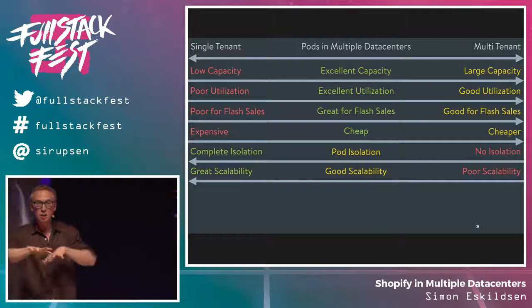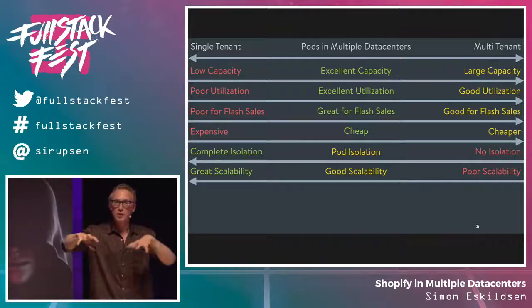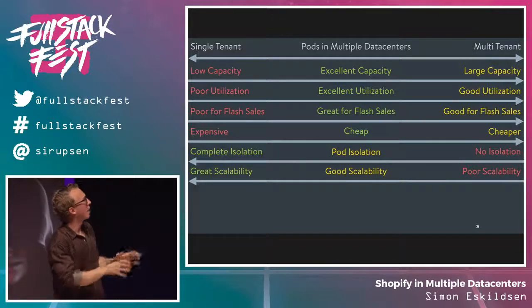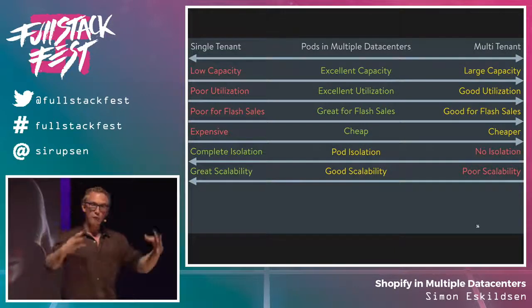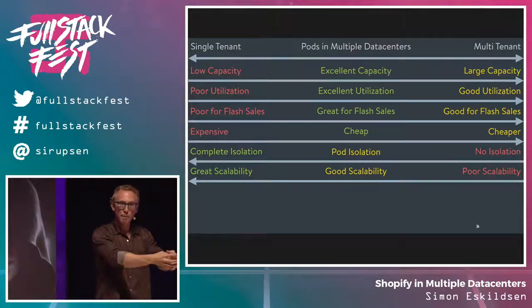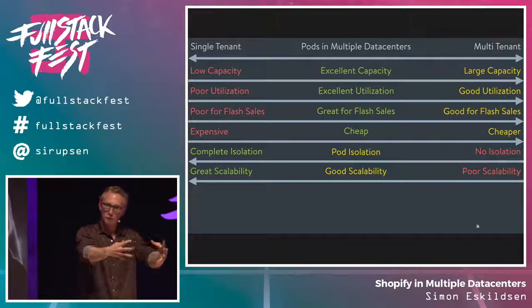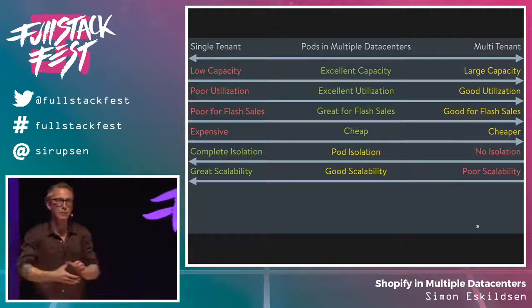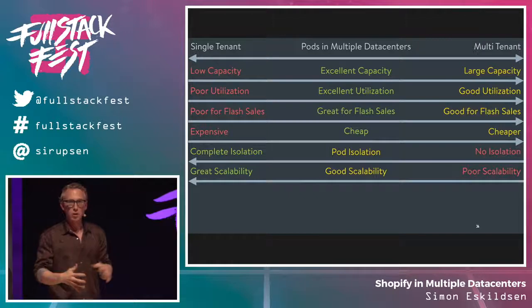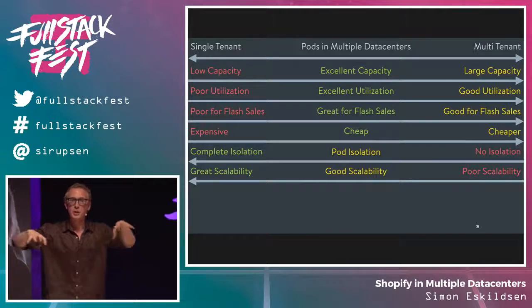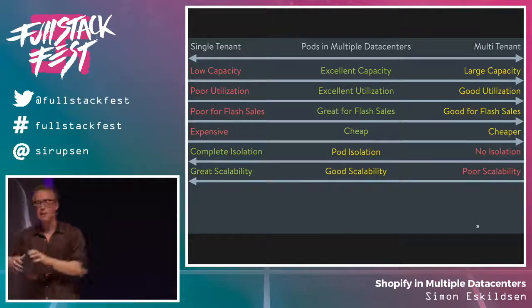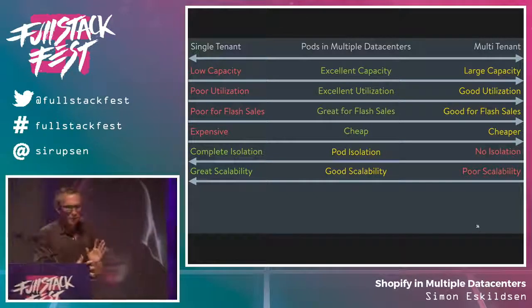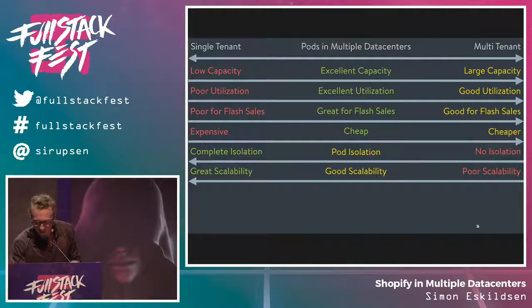It's even cheaper because now we can start having vendors and data centers bet against each other. Isolation is better because now you have groups of shops, so if one shop blows up, the blast radius is limited to that pod and not the entirety of Shopify. And the scalability is also better because we can now run out of multiple data centers and scale independently. So we're not quite there yet. Everything is not green, but it looks a lot better.